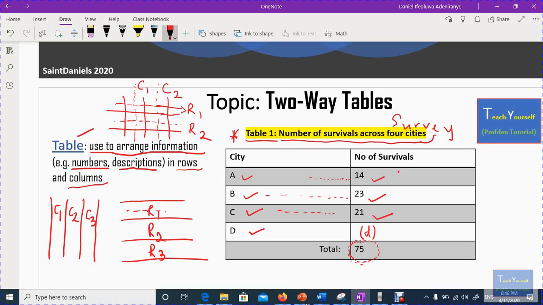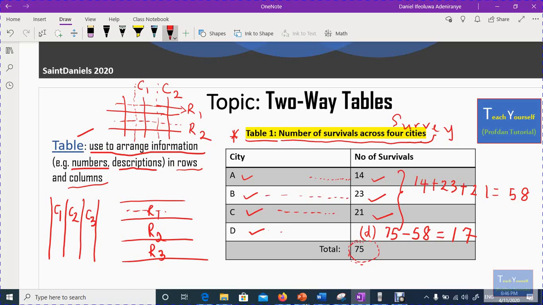Very simple. That means you need to get what this is. That is 14 plus 23 plus 21, and this is going to give you 58. And so the value of D here is going to be the total value, which is 75, minus the summation of the 3 cities, 58. And this is going to give 17. So in city D, there are 17 survivors.